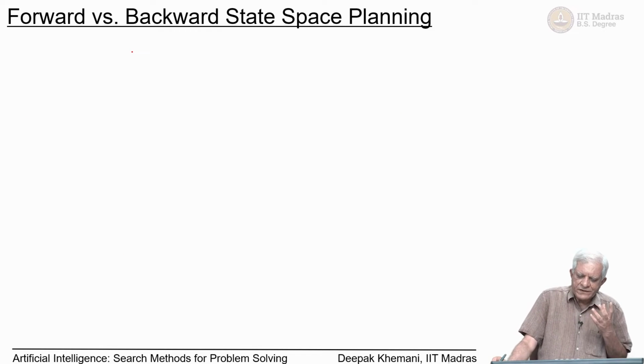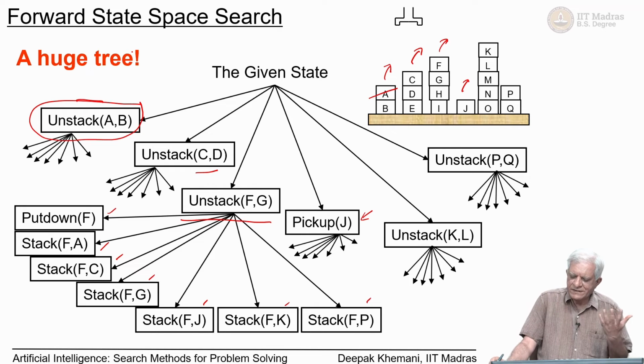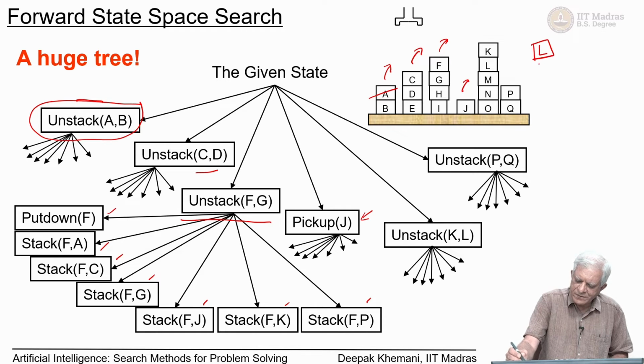Now, we have said that the given state is completely described, which is why all these different actions are possible, are applicable. But the goal description is not completely described. The goal description only says what you want to be true. So, for example, if I only wanted this to be true, that L should be on G, for example, and nothing else.